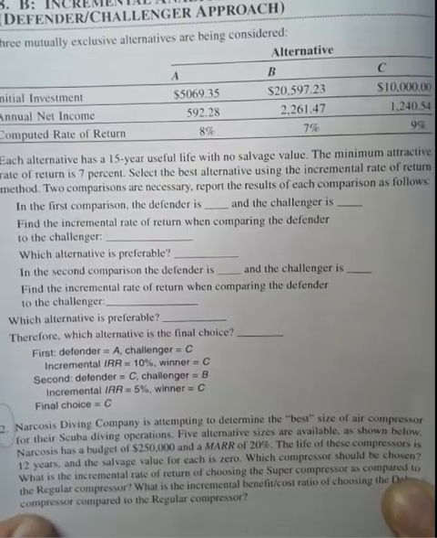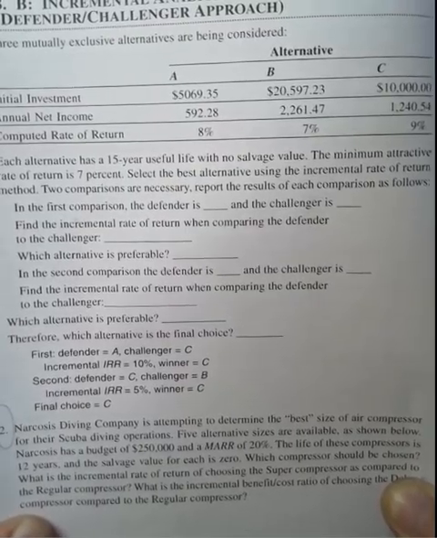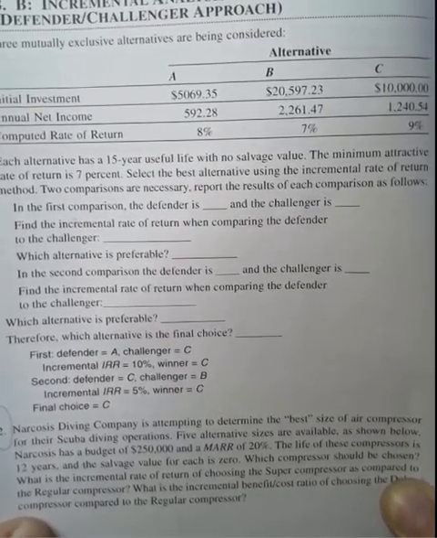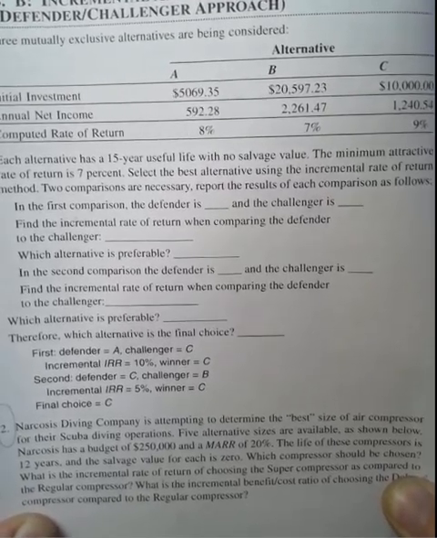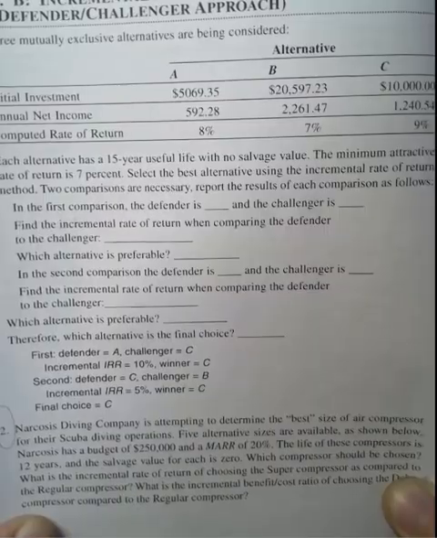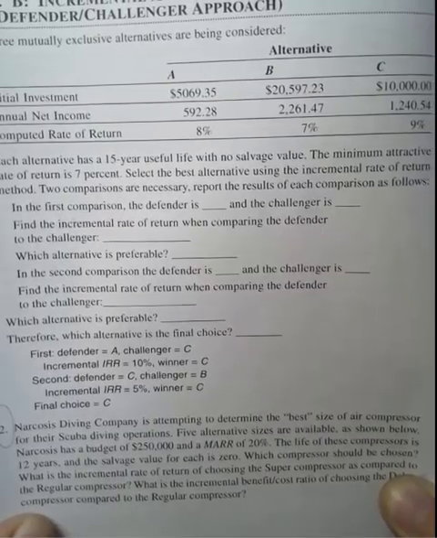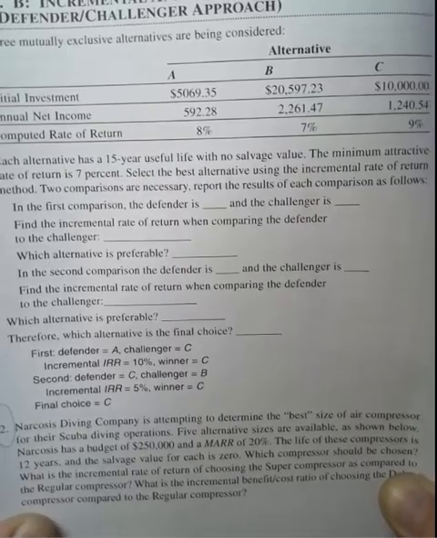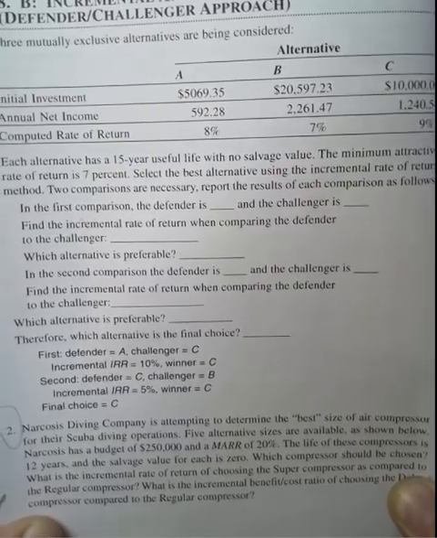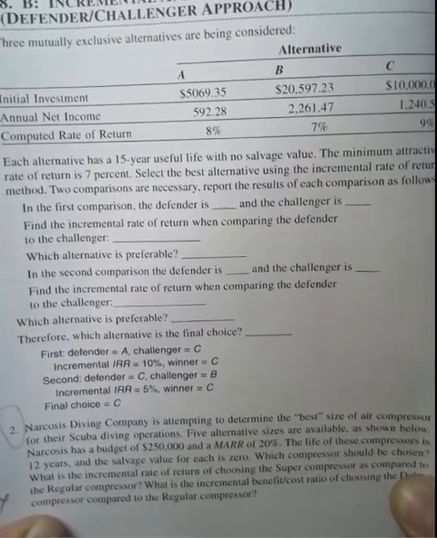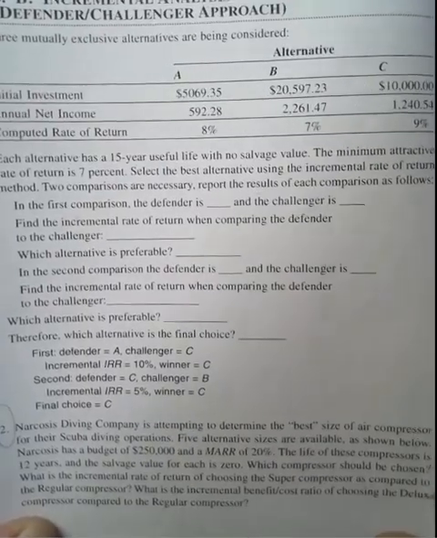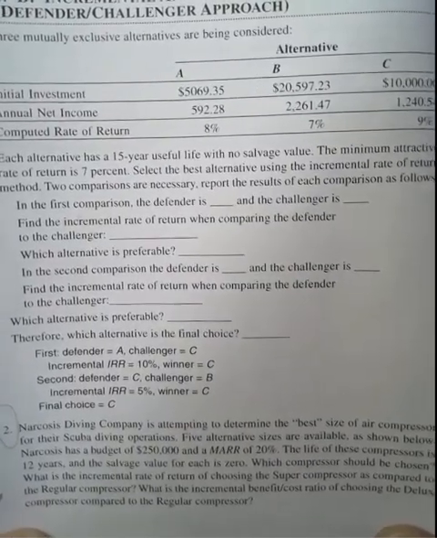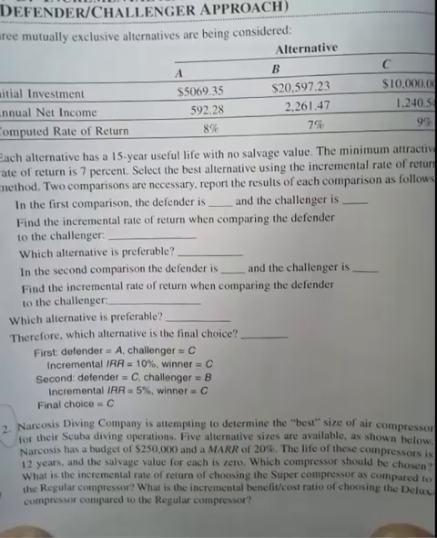Narcosis has a budget of $250,000 and a minimum acceptable rate of return of 20%. The life of these compressors is 12 years, and the salvage value of each is 0. Which compressor should be chosen? What is the incremental rate of return of choosing the super compressor as compared to the regular compressor? What is the incremental benefit cost ratio of choosing the deluxe compressor compared to the regular compressor?